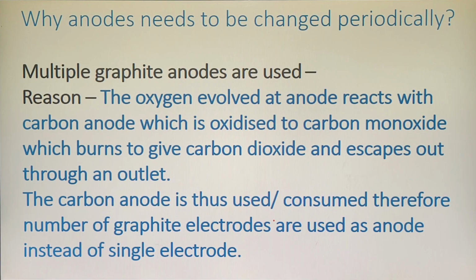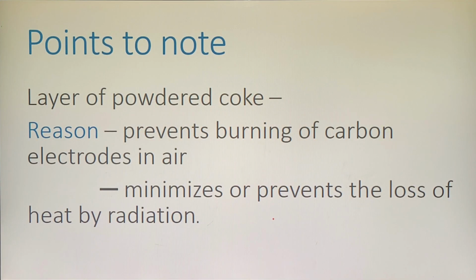Now, one last thing. I had told you that there are two functions of powdered coke. What was the first function of powdered coke, children? I am heating the electrolytic vessel to maintain the temperature at 950 degrees Celsius. The coke will not allow the heat energy to escape into the atmosphere. It prevents heat loss by radiation. Now the second function of this powdered coke is that it prevents the burning of the carbon anodes in air.